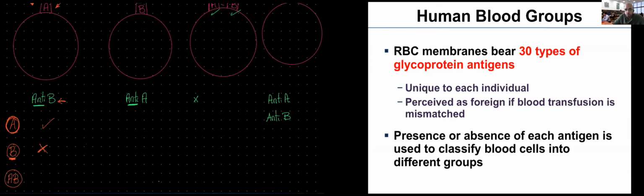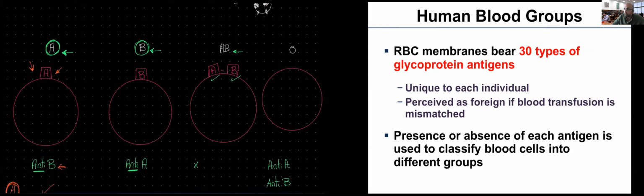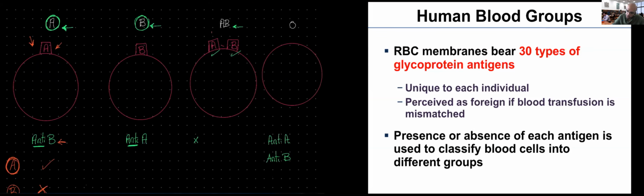Yes. So what is the rule? Can you remind me of the rule? You don't give a person an antigen that he can produce antibodies against, right? So what antigens are carried on a blood group type AB? What antigens do I have? I have both antigen A and antigen B on the surface of my cells.